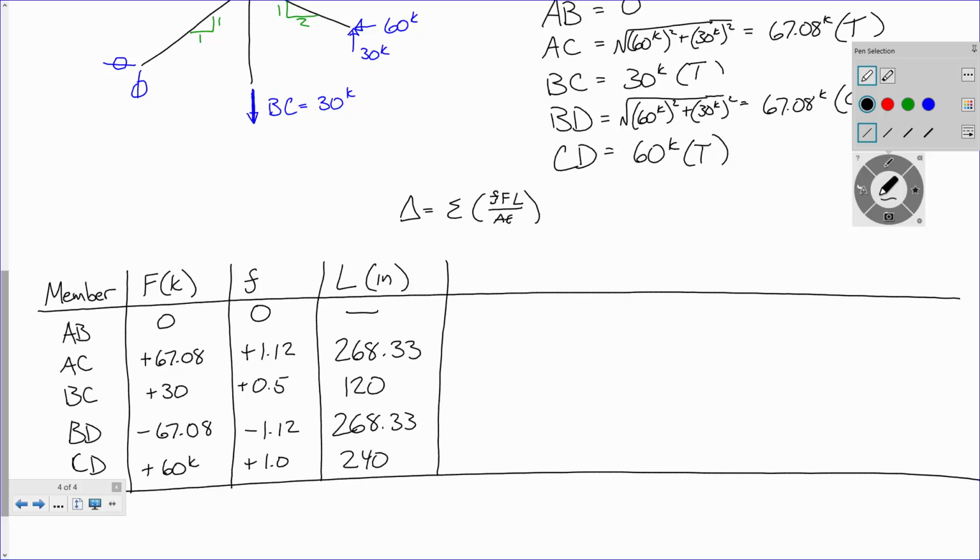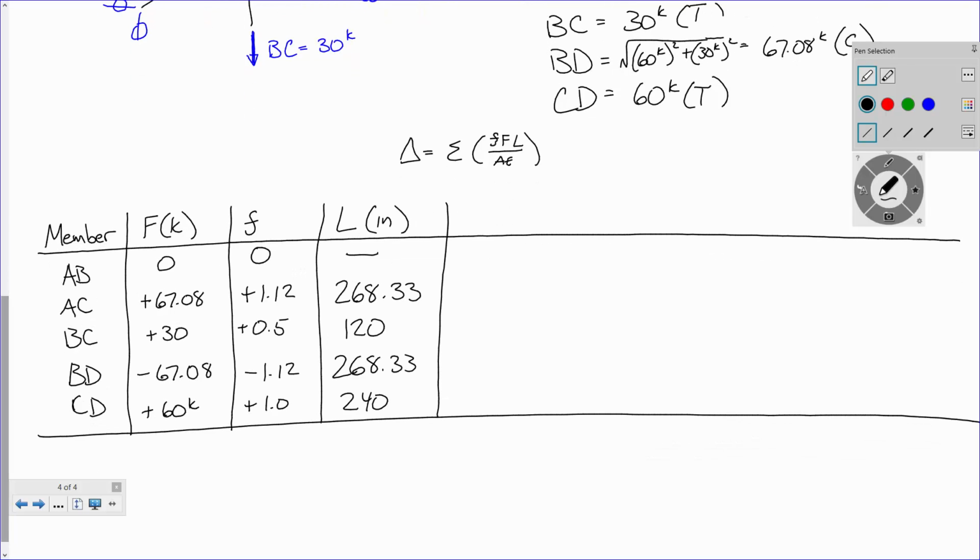So far, so good? All right. Now, let's look at the problem statement. We have to calculate the sum of little f, big F, L over AE. A is the same for all the members, right? It's 2 square inches.